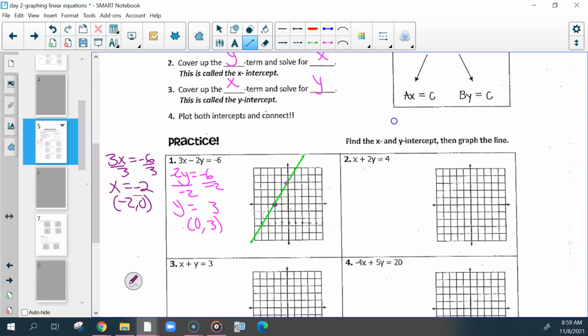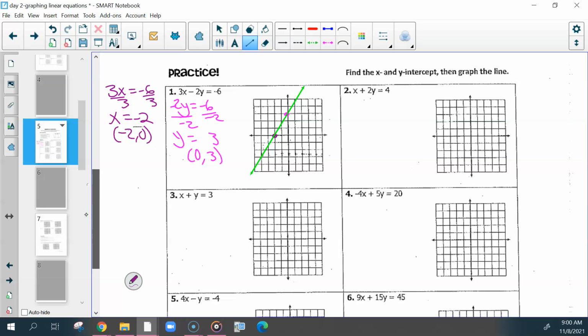So this would be a different way to graph. Not by slope-intercept, not by converting standard to slope-intercept, but just by graphing the intercepts. I'm finding the x-intercept, the y-intercept, and I'm graphing both points. Do we have any questions there? Let's do a couple more, then I'll let you try the remaining.